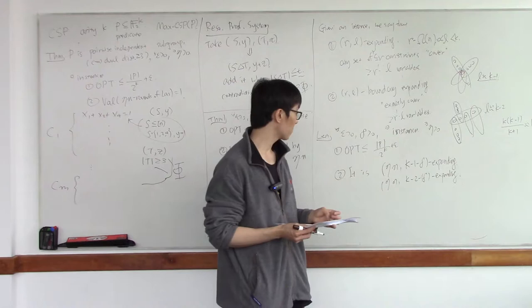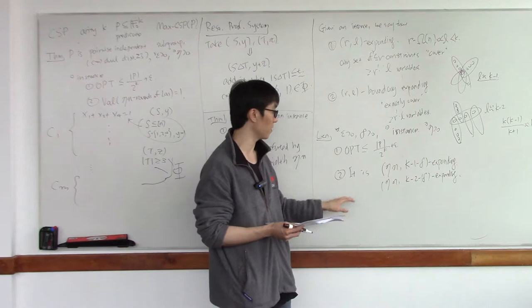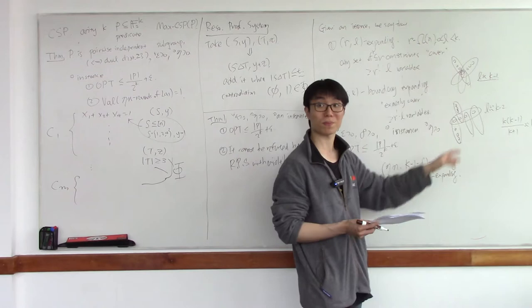Okay, so this is a lemma: there is an instance such that OPT is very trivial, but it's a very large expander. So if the expansion is close to k minus 1, then the boundary expansion is close to k minus 2, even though it's slightly less than that.